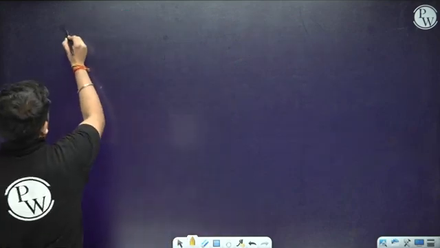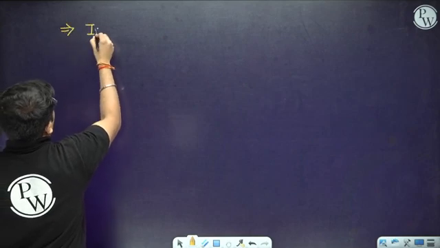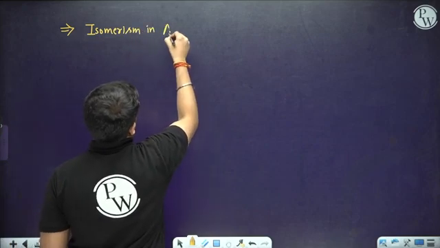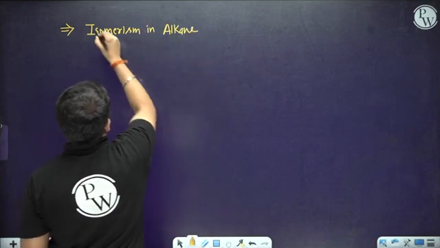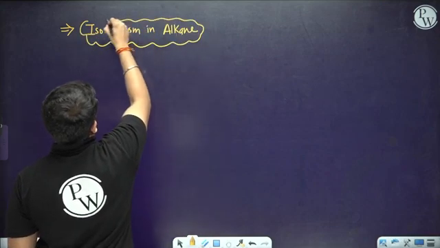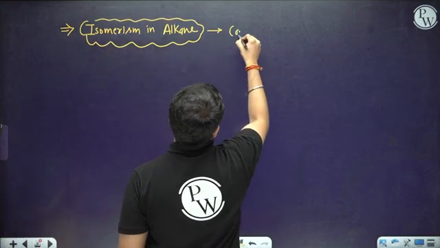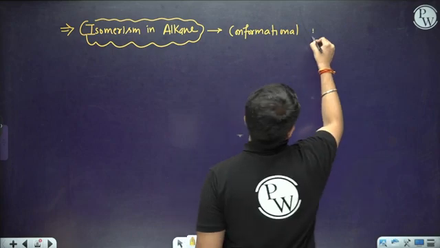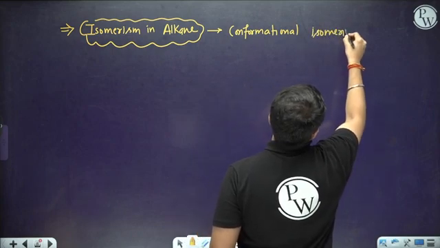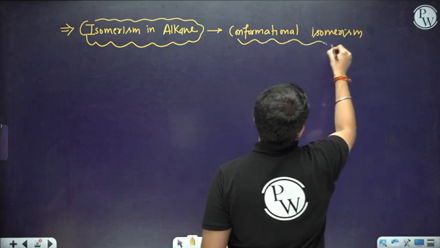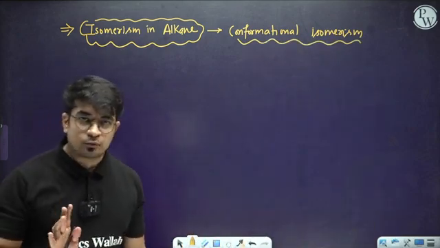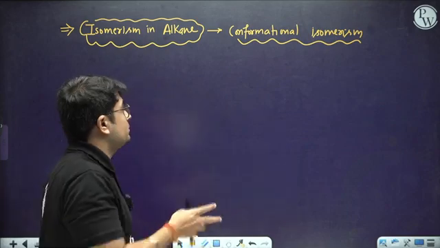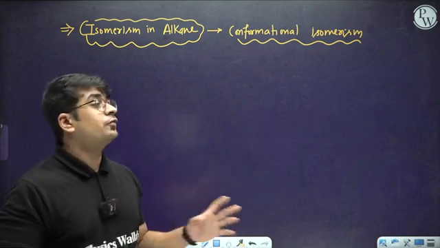So if I talk about isomerism in alkanes, there is one very specific part, which is known as conformational isomerism. This part we haven't discussed till now, and I told you that in the case of hydrocarbons we are going to deal with conformational isomerism. Now is the time that we are going to discuss conformational isomerism.